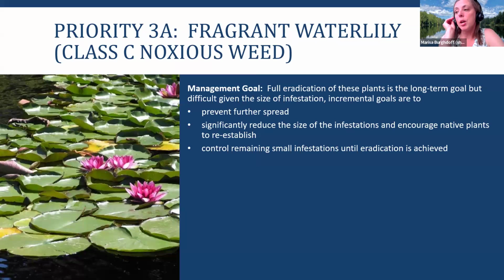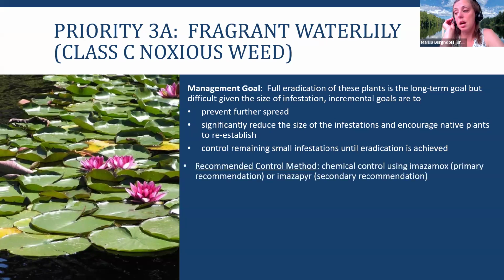Okay. Priority 3A is fragrant water lily. It's a Class C noxious weed. The management goal for both this and slender arrowhead is full eradication as a long-term goal. It's very difficult given the size of infestations. So our incremental goals are to first prevent further spread, then significantly reduce the size of the infestation and encourage native plants to reestablish, and control remaining small infestations until eradication is achieved.